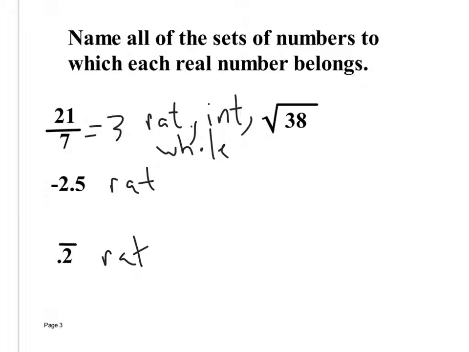What about square root of 38? Okay, is 38 a square, like 4 and 16 and 36? No. So is that number going to come out perfectly? No. So most likely it's irrational. So I'll put IRAT for that one. Okay? You can abbreviate. I'm fine with that. It's not going to end and it's not going to repeat. It doesn't have a pattern to it. It's just a random number. So it's irrational.